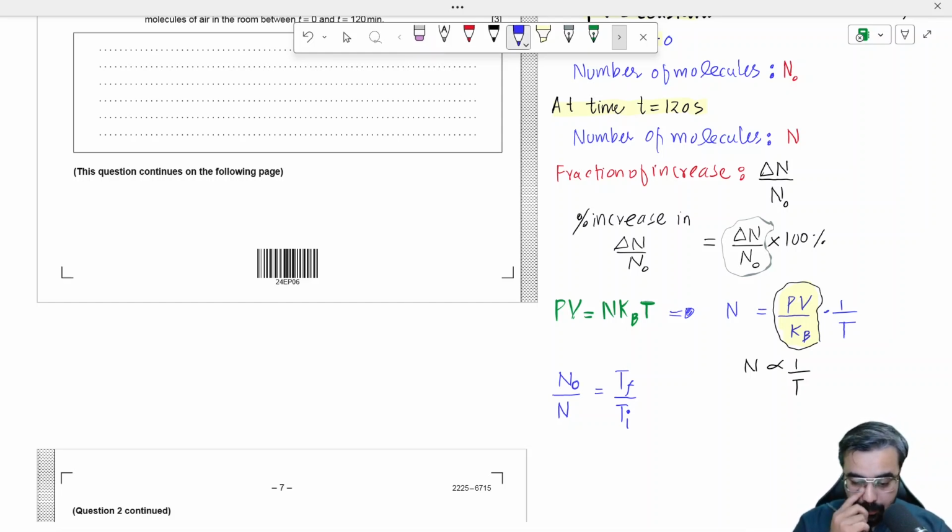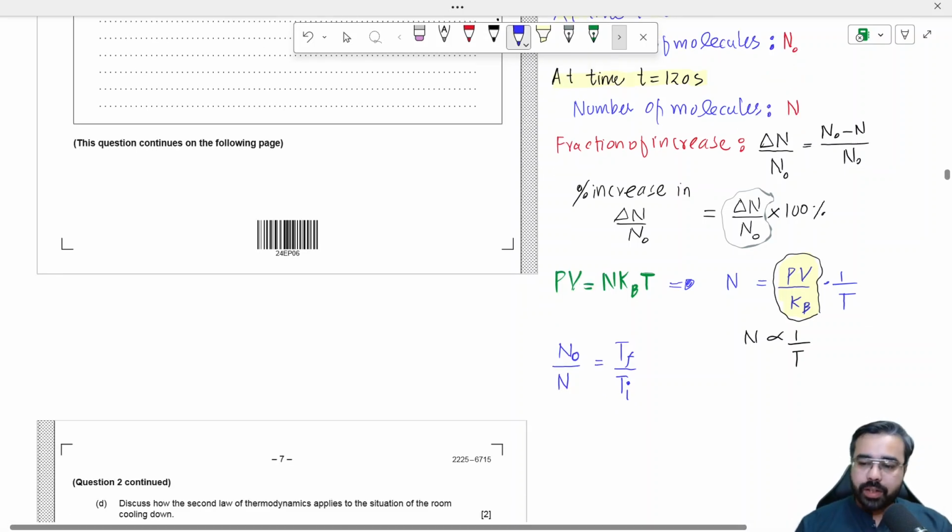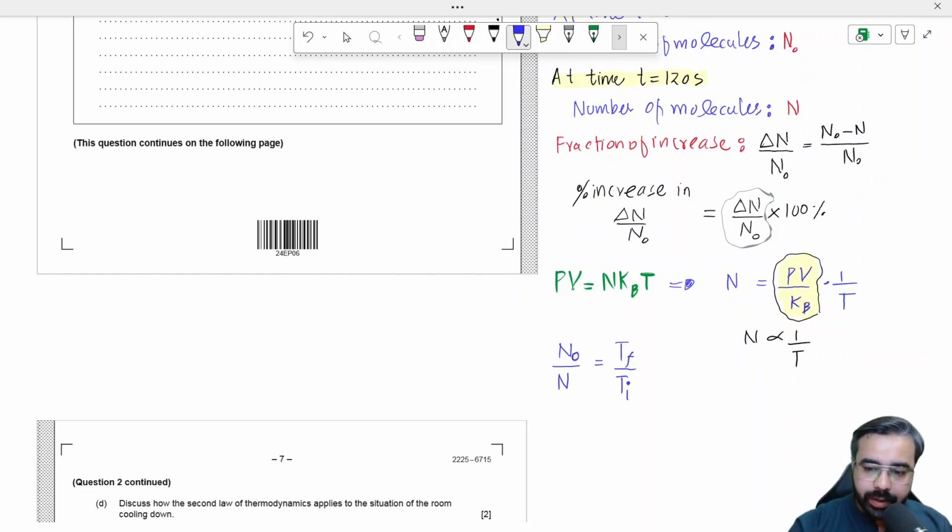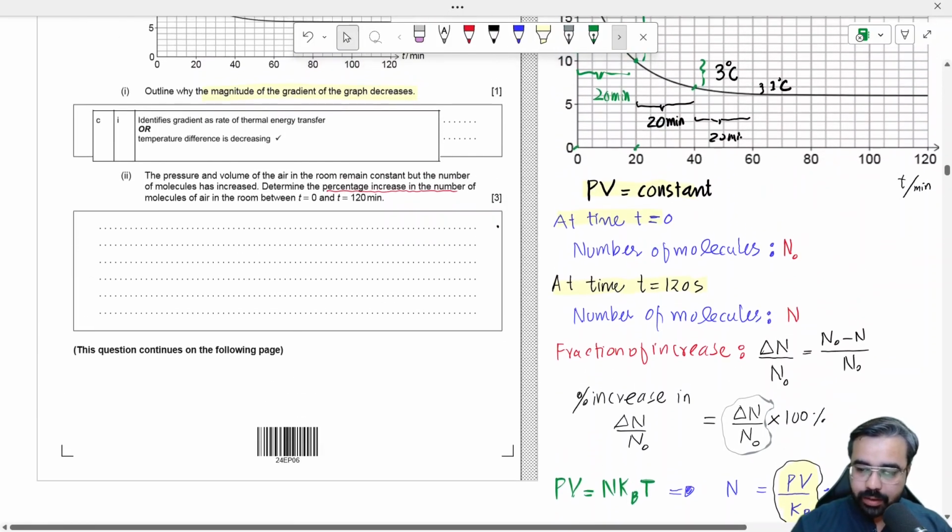Now see that we are getting something out of this equation. Don't forget what we want to find out: delta n over n0, which is the final number of molecules minus initial, because that is the change. Or you can do it vice versa: n0 minus n divided by n0, that's what we want to find out. So the only way is to find the value of n in terms of n0, because we don't know the specific value of the number of molecules. So we will use this equation. What is the final temperature? The final temperature, if you remember, was at the time of 120 minutes.